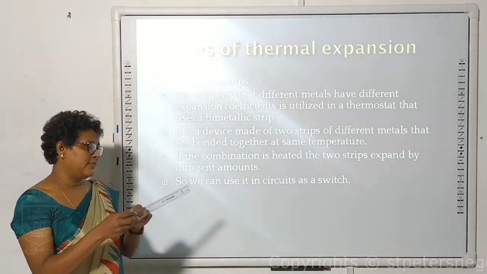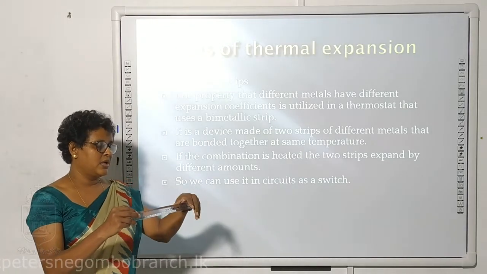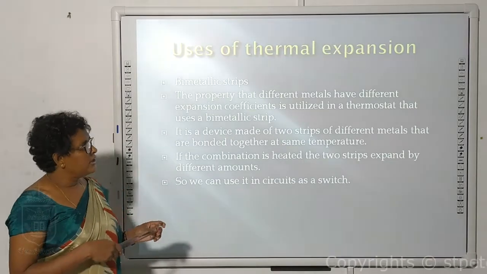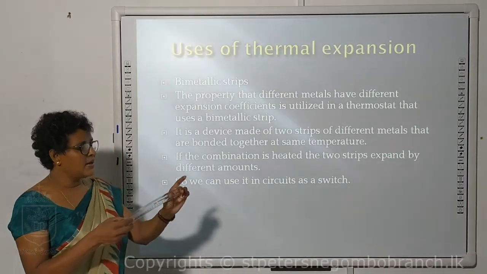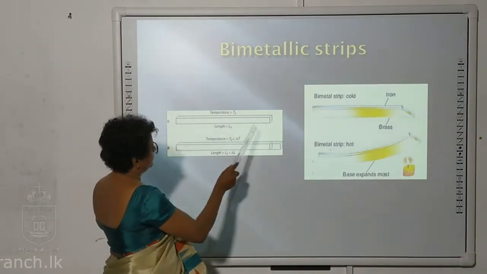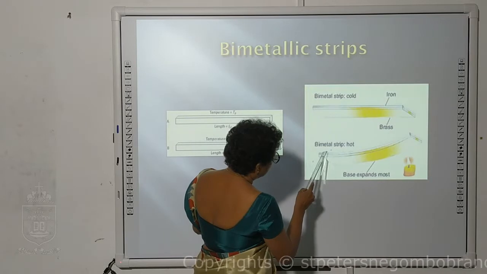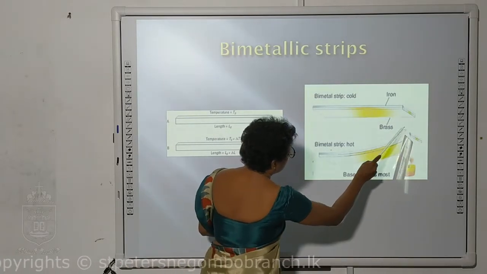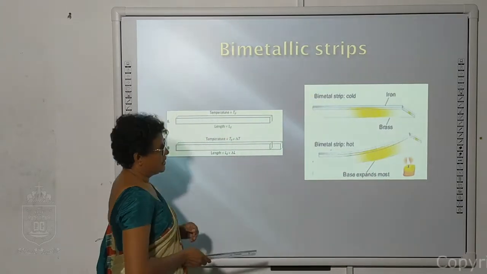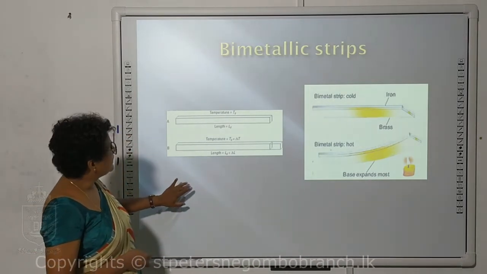The metal with the smaller expansivity will curve inwards, and the metal with the larger expansivity will be on the outer side like this. Right? So we can use it in circuits as a switch. When you use it in thermostats, it will bend and the connection will disconnect, so the circuit will disconnect. That is used as a switch. You can see the two rods here. Now we have made this bimetallic strip. When you heat this, the one with the smaller linear coefficient will go inside, and the one with the larger linear coefficient will come out and bend this way. This will disconnect the system, and that is used in electric irons and electric kettles.